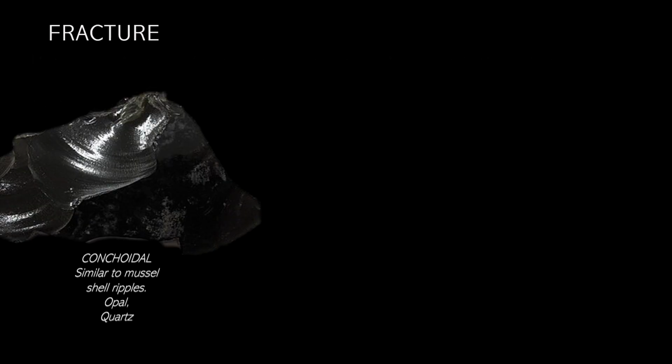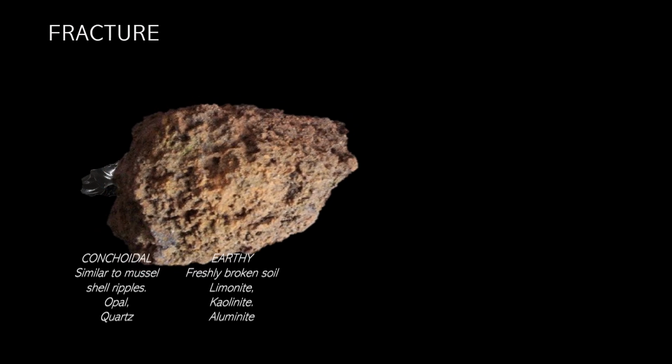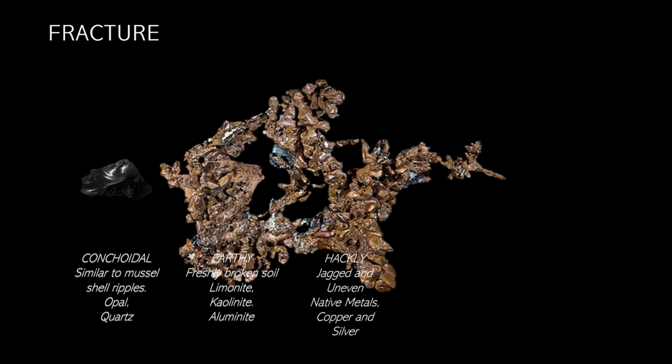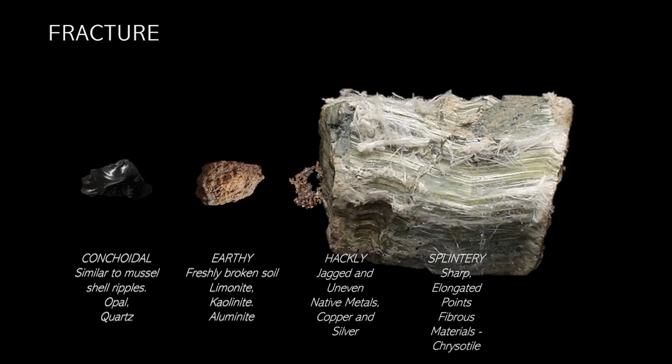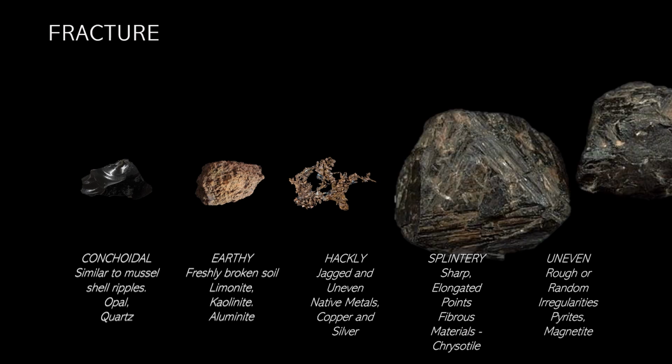Conchoidal, similar to mussel shell ripples. Examples are opal and quartz. Earthy, looks like freshly broken soil. Examples are limonite, kaolinite and aluminite. Hackly, jagged and uneven. This is typical of the native metals, such as copper and silver. Splintery, sharp elongated points and fibrous materials, found in minerals such as chrysotile. Uneven, rough or random irregularities, seen in pyrites and magnetite.